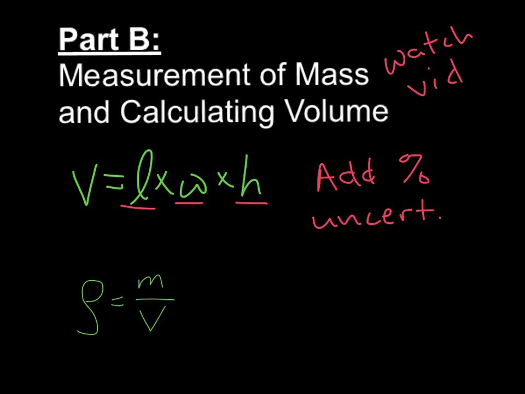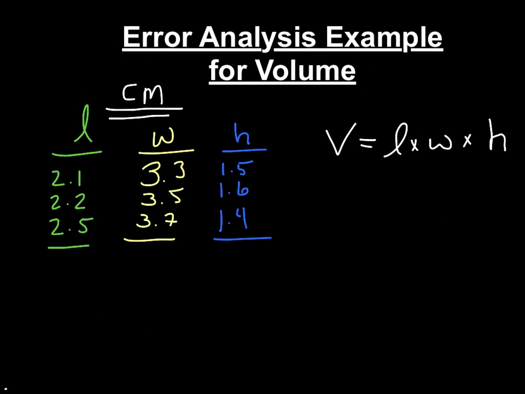Then you're going to calculate density, which is mass over volume. And again, since you're dividing, you're still going to add your percent uncertainties. What I've prepared here for you are some sample measurements of length, width, and height so we can calculate volume and determine the error analysis. All these measurements are in centimeters, and they're all pretty bad.